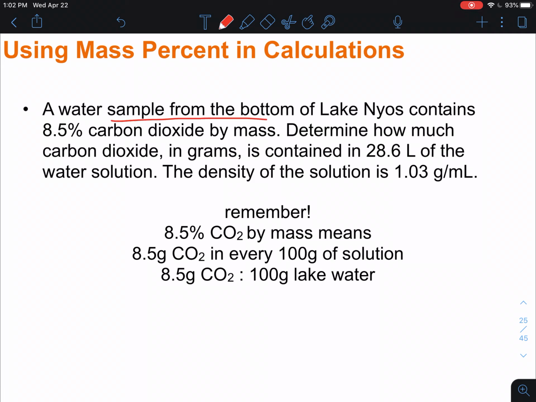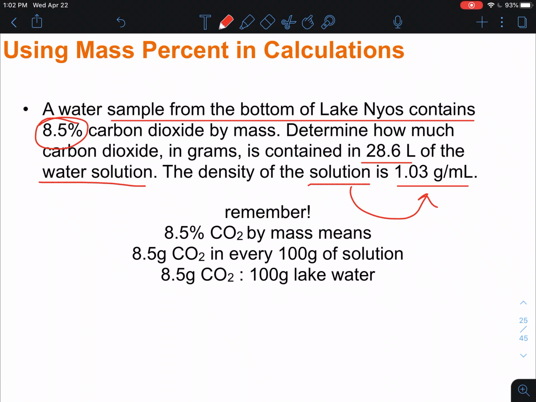So a water sample from the bottom of this lake, that creepy story that's the beginning of your chapter, which I think you should read if you want to, is 8.5% carbon dioxide by mass. Determine how much carbon dioxide in grams is contained in 28.6 liters of the water solution. The density of the solution is 1.03 grams per milliliter. Okay.